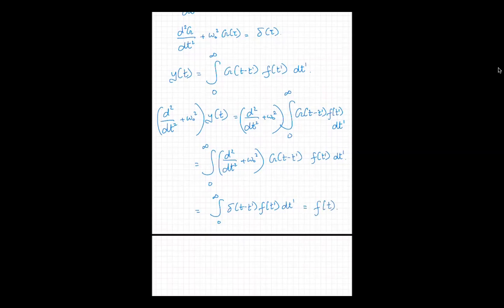So if I know the green function of this operator, then I can simply do a very simple integration of this green function weighted by the impulse to get the response of the system at any other time. Okay, so this is the claim.